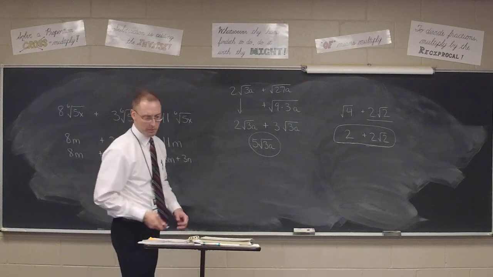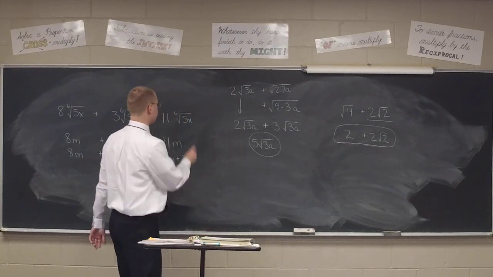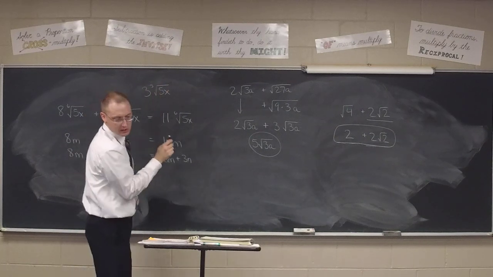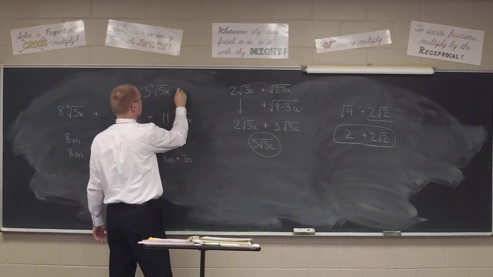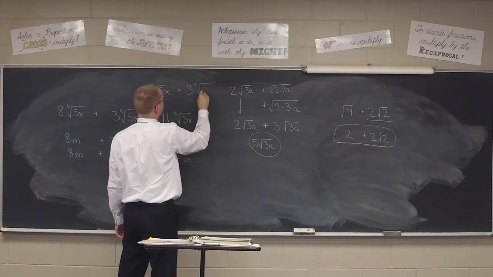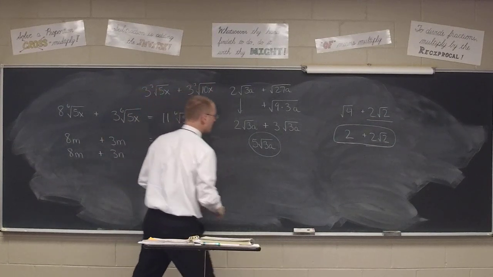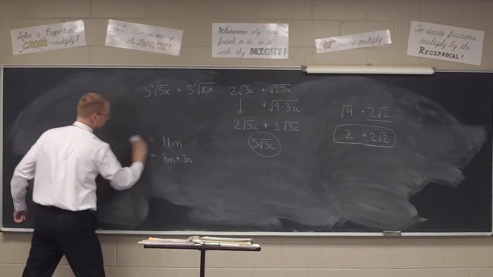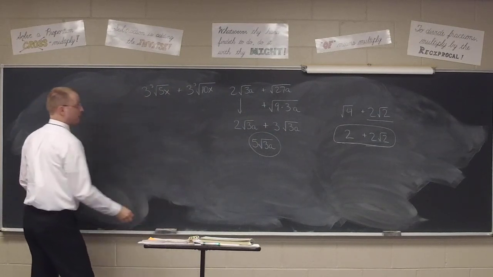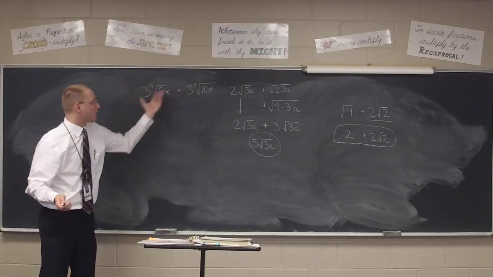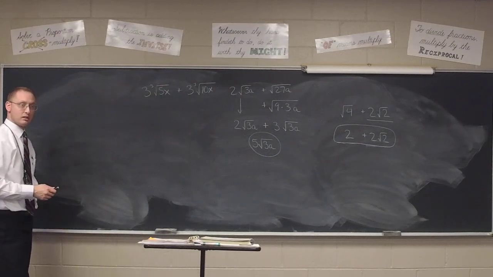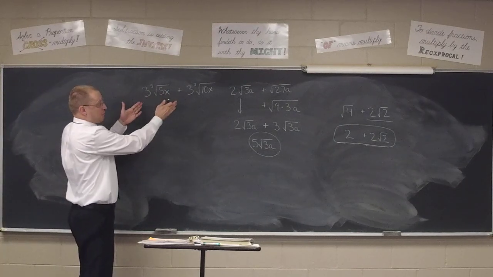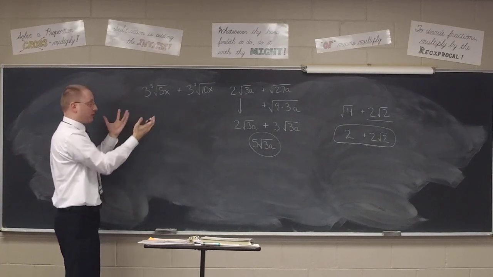Let's do another one together, number 15. We've got 3 times the cube root of 5x, plus 3 times the cube root of 10x. What would we have to do to add these radicals? Simplify. You'd have to be able to simplify. Can you add them right now and get 6 times the cube root of 15x? No, because they're not similar radicals. So you can't add them the way they're written. The only hope is to simplify, right?